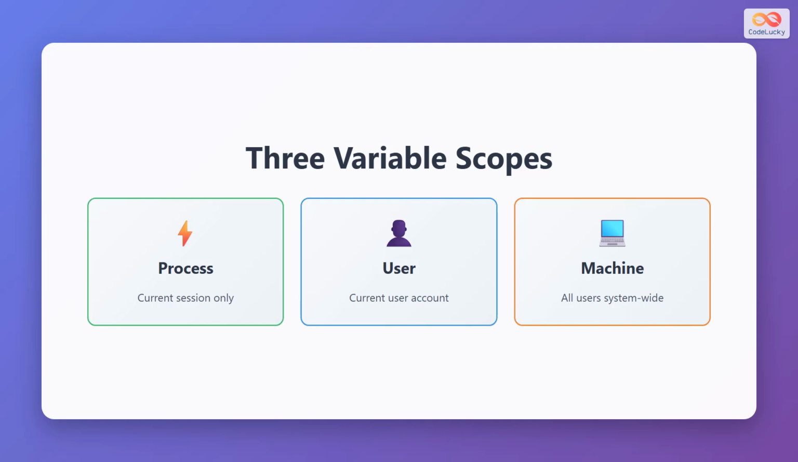Environment variables exist in 3 different scopes, and understanding these scopes is essential. First, there's the process scope, which applies only to the current PowerShell session. Any changes you make here disappear when you close the window. Second is the user scope, which applies to the current user account. Variables set here persist across sessions, but only affect your user profile. Finally, the machine scope applies system-wide to all users. Changes at this level require administrator privileges and affect everyone who uses the computer.